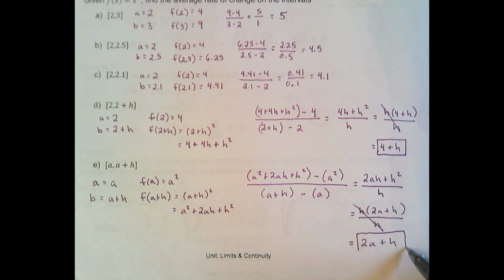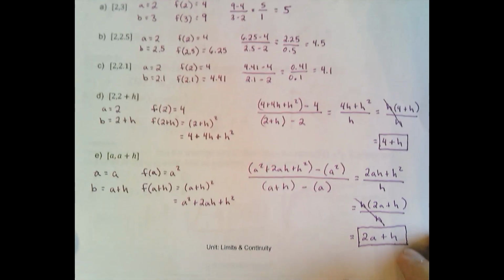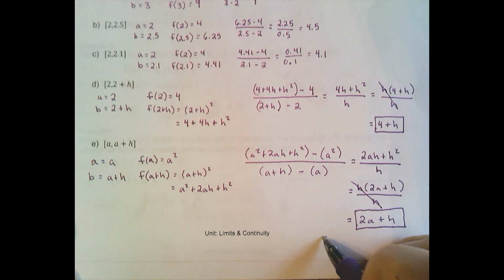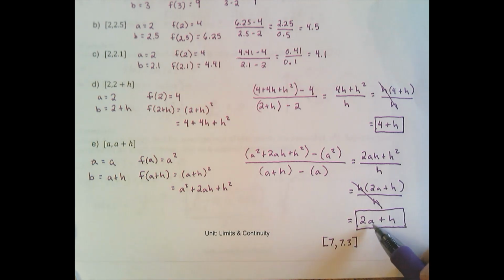Now this expression can give me the average rate of change starting at any a value and going h units past that a value. So if I wanted to know what is the average rate of change on 7 to 7.3, well, I would stick 7 in for a and 0.3 in for h, and I would get an average rate of change of 14.3.